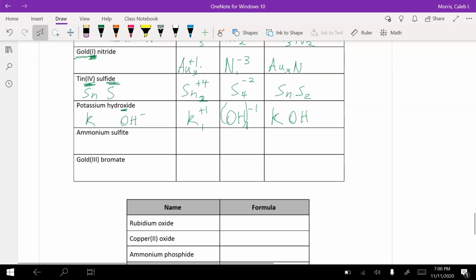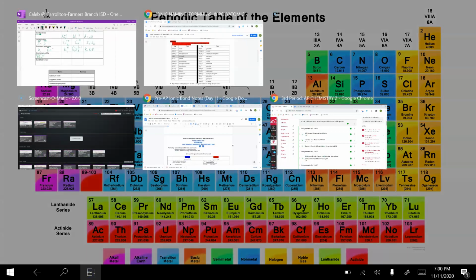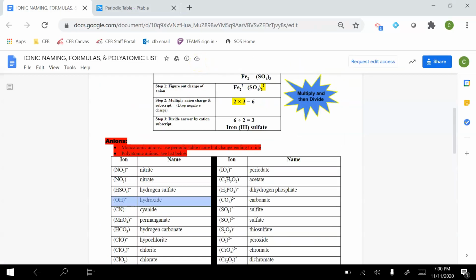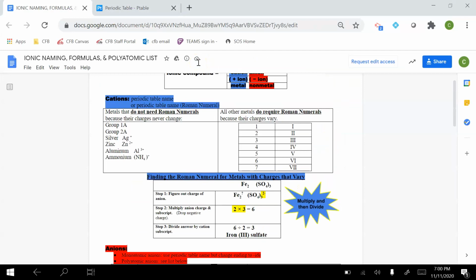Ammonium sulfite. This is another one we want to memorize. Ammonium is not an element. Ammonium is our only positive polyatomic ion. It's NH4 with a positive 1 charge. You can find it on here, it's up here, ammonium. But I want you to try to memorize it so that you don't waste time looking for it on the periodic table. Ammonium, and then the other one was sulfite.